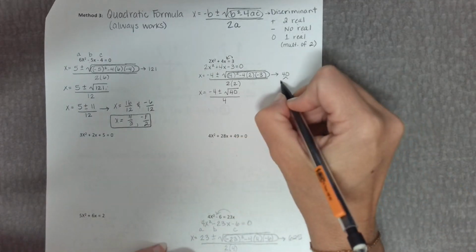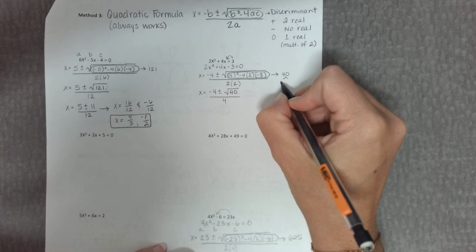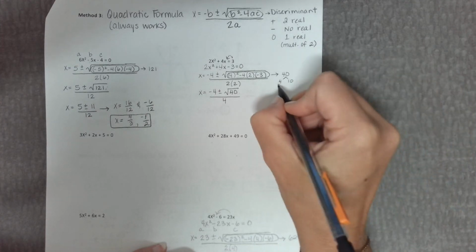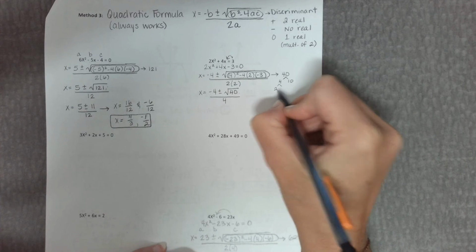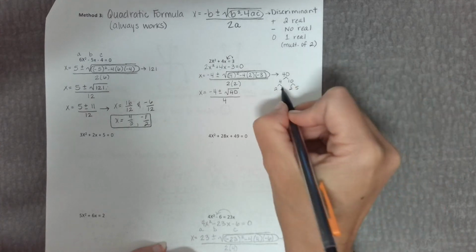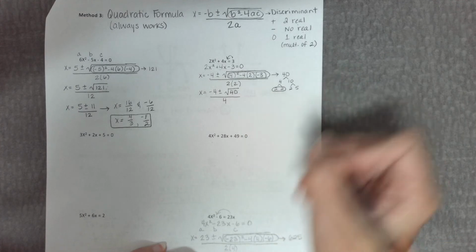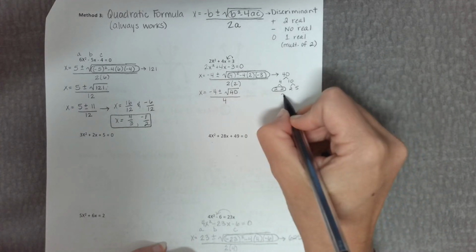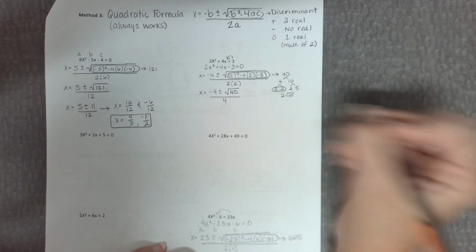So you can break 40 down into 2 and 20, or 5 and 8, or 4 and 10. I'm just going to use 4 and 10. Keep branching until those numbers are prime. 2 and 2, 2 and 5. You want a pair that matches. So we have a pair of 2's, and then we have 2 left over that don't match. So this is going to simplify into 2 square root 10.